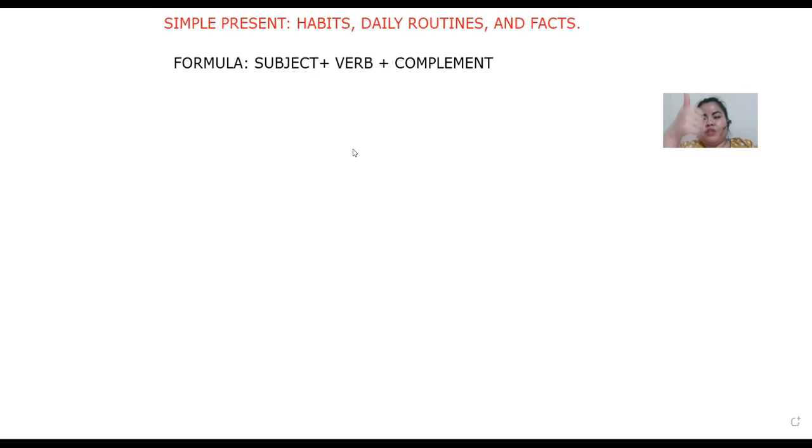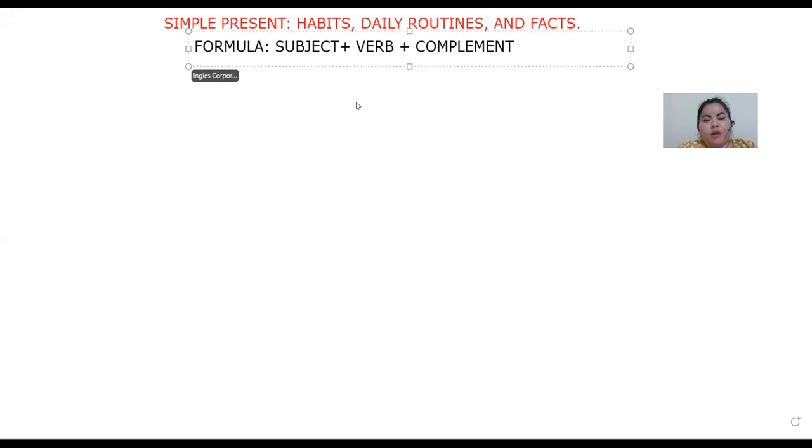El verbo to be nos va a ayudar para decir dónde estamos, qué somos, qué sentimos, ok. Y cómo nos sentimos, pero no nos va a ayudar a describir acciones, ¿ok? So here, this verb is an action verb, ¿ok? Sería un verbo que nos va a decir una acción. So, we have subject, verb, complement. That's the formula. Subject, verb, complement.